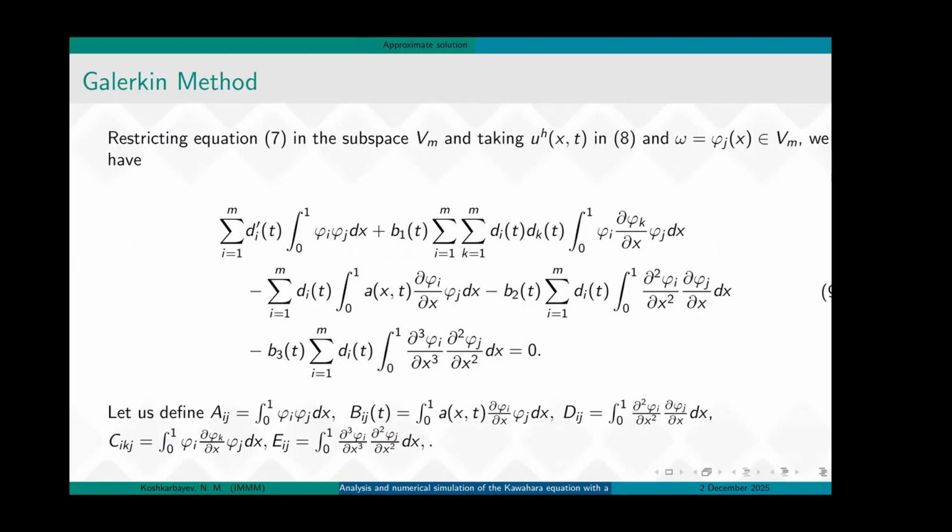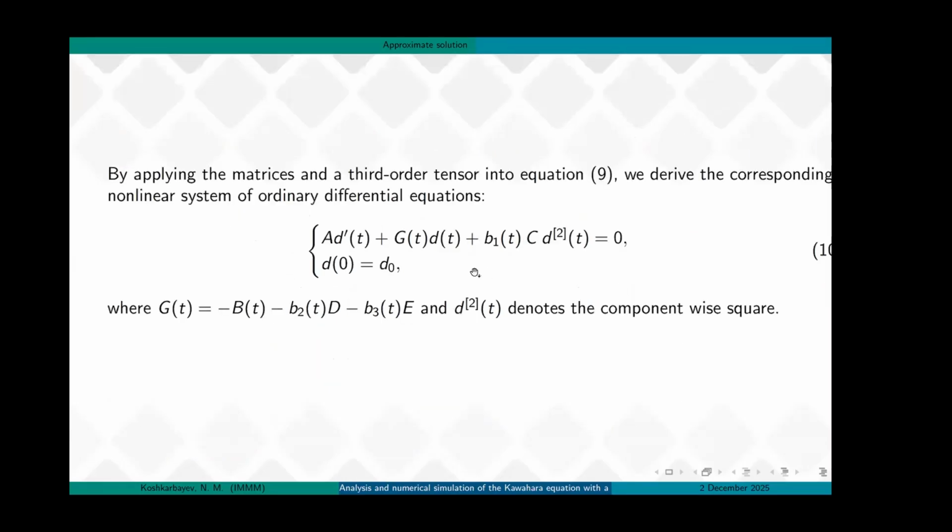Substituting the basis functions into the variational form, we derive a system of equations involving matrices A, B, D, C, E. And these matrices represent respectively the mass, stiffness and high-order derivative terms. This results in the nonlinear system of ordinary differential equations shown in equation 10. Here, G(t) combines the linear term and the term with D squared. This represents the non-linearity.